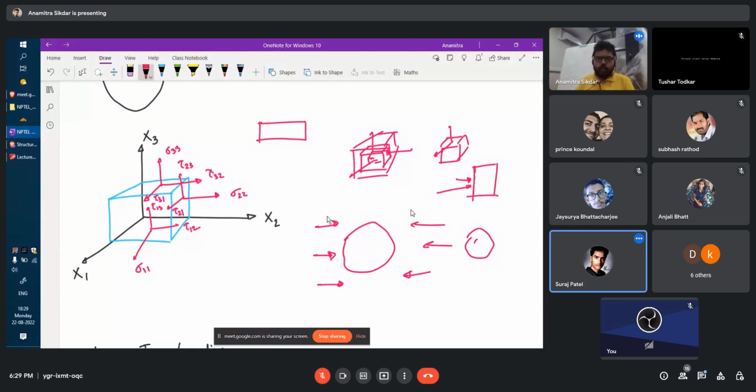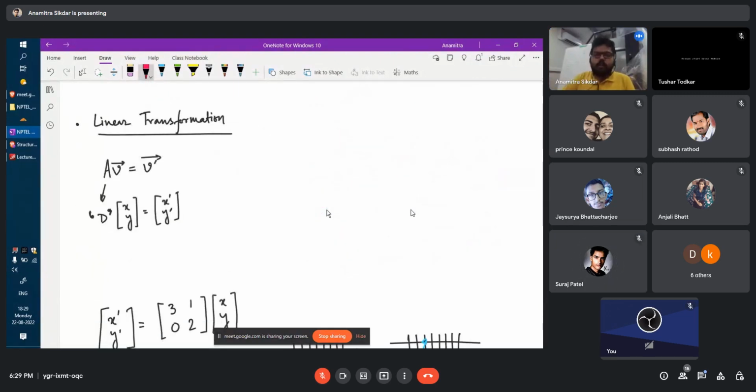Okay. So about linear transformation, what we do is, suppose you have a stress matrix. So this is how we write a stress matrix. These will be called the principal stresses, and these will be called the shear stresses. All right. So how will you represent a stress matrix? The easier way to represent a stress matrix is by the use of basis vectors.